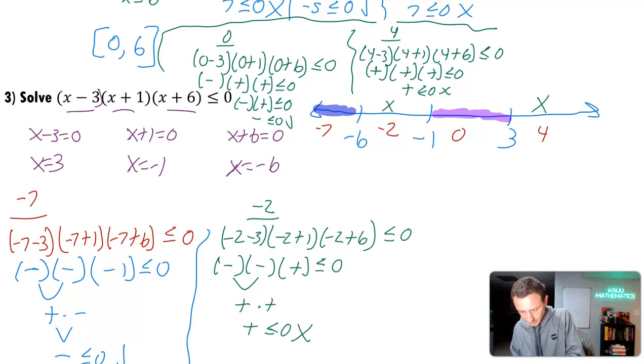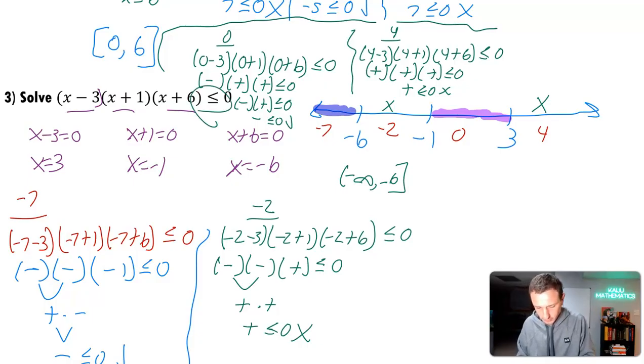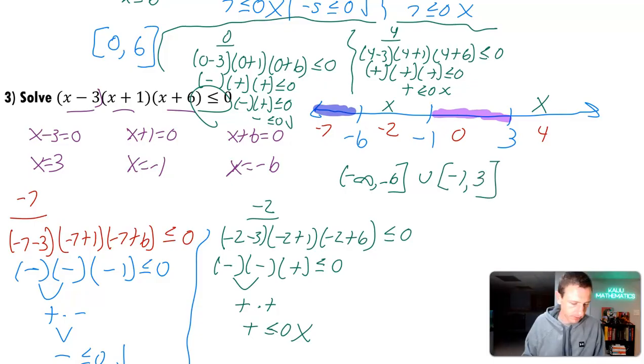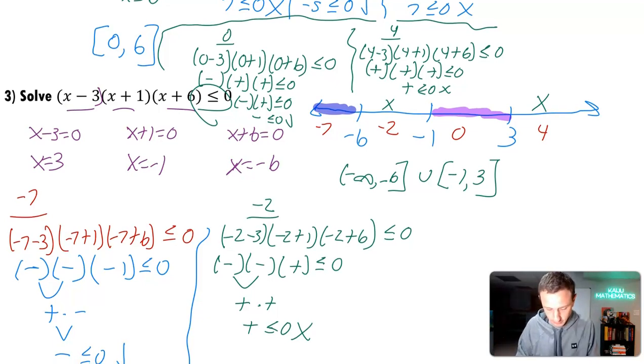So my regions then is from negative infinity up to negative 6, and we're going to use a bracket because we have less than or equal to. And then I have a gap. So then I got to union that with brackets negative 1 to 3 with another bracket. And then that's it. I don't have an out to infinity or anything like that. It's kind of a weird interval, but that's our solution.